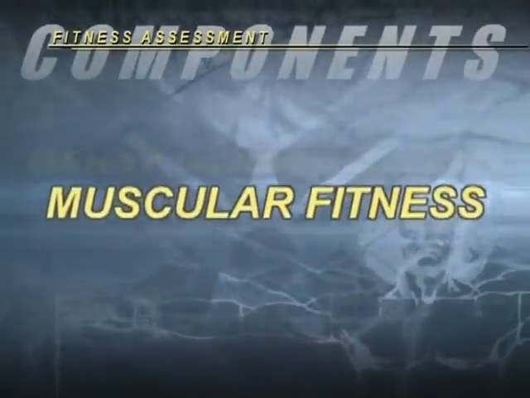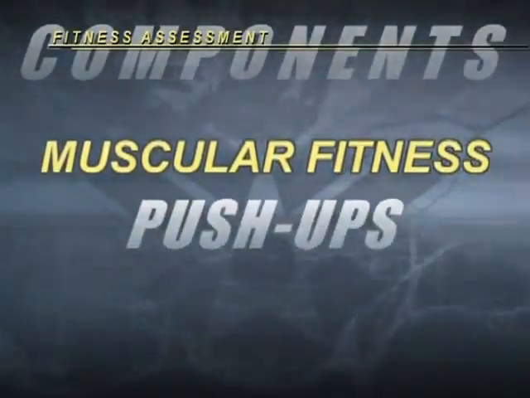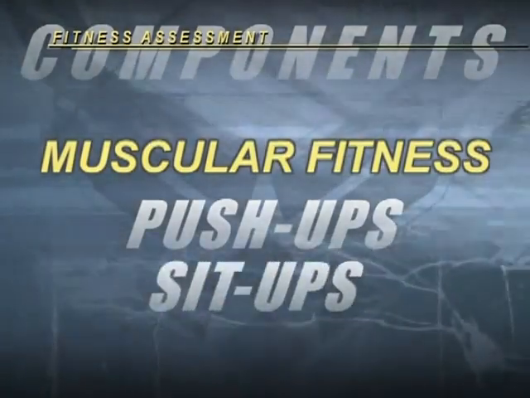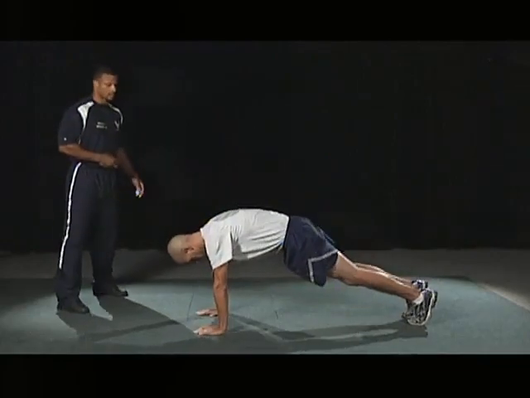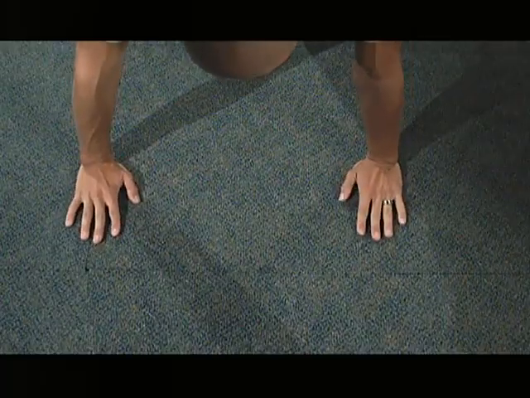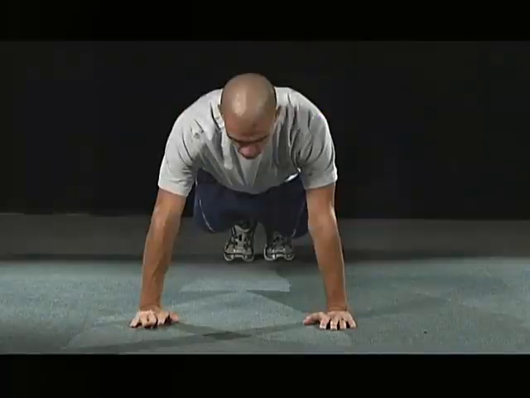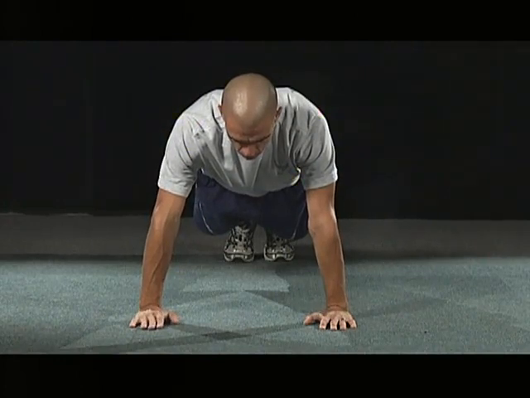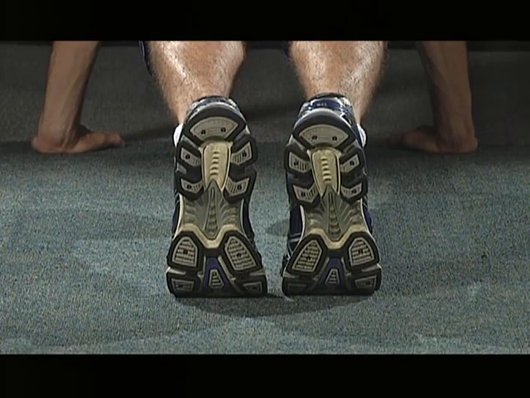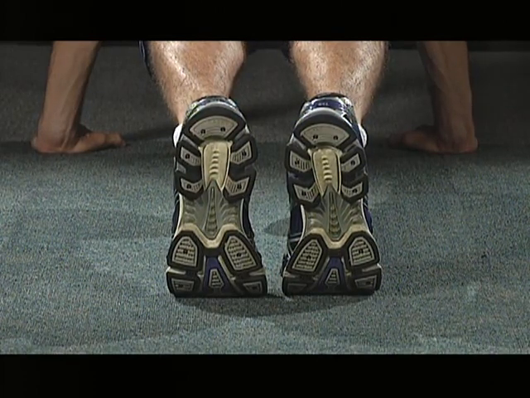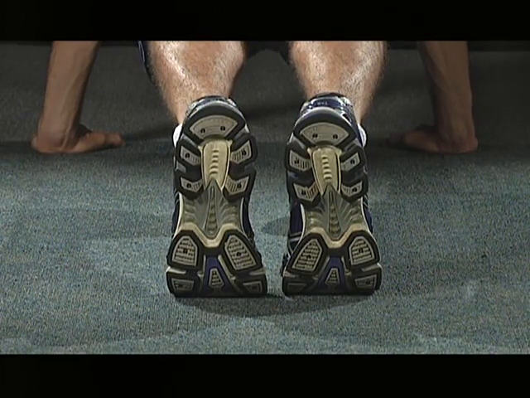The muscular fitness component consists of a 1-minute timed push-up and a 1-minute timed sit-up. Let's take a look at the push-up. Place your palms or fists on the floor, hands slightly wider than shoulder width apart, with your elbows fully extended. Your feet may be no more than 12 inches apart and should not be supported, braced, or crossed.